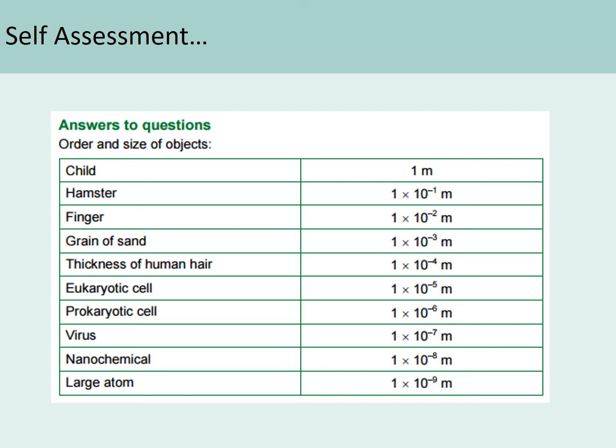Then we've got a nanochemical, which is basically containing single atoms. And then finally, we've got a large atom, which is 1 times 10 to the minus 9 meters. So 0.0000001 meters.